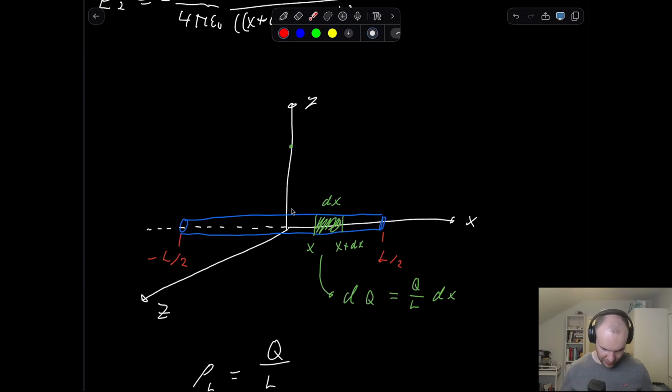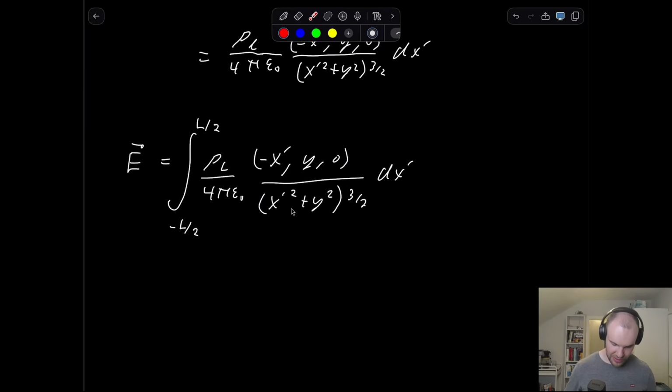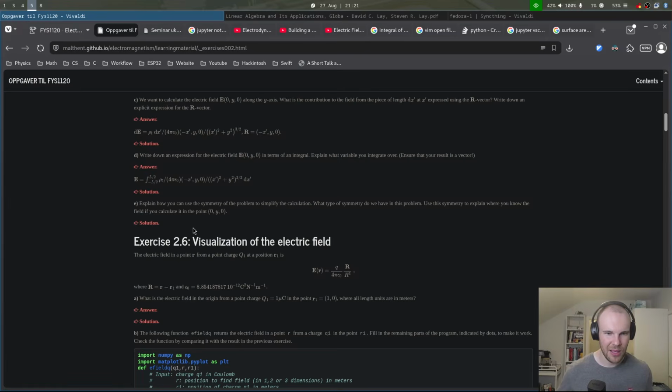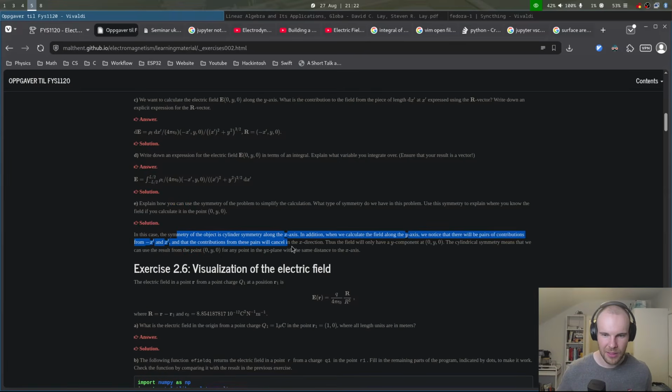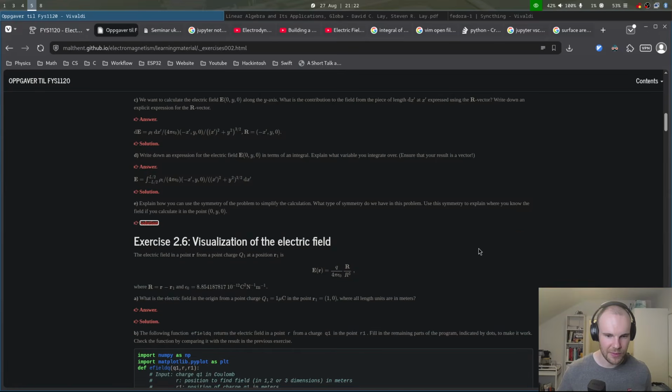Okay, so we can, of course, use that same property again. You can just explain, yeah, use this symmetry. Use this symmetry to explain where you know the field if you calculate a point. Where you know the field? Doesn't make sense, but I think this is just explaining, so I've done that more than enough. Yeah, that's the same idea. Yeah, okay, right, that is all right.